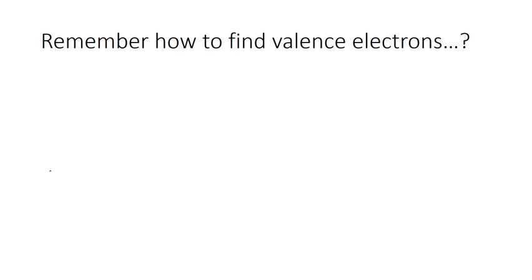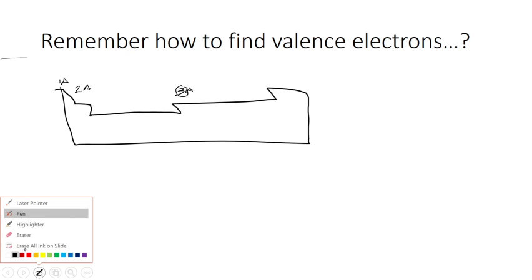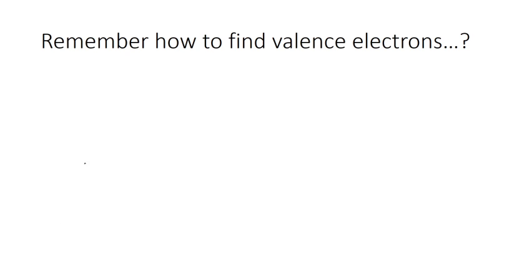So hopefully you all remember how to find valence electrons. If not, quick review. Basically, if we've got our periodic table here, lovely looking periodic table, anything with an A after it, 1A, 2A, 3A, those numbers with an A after them are essentially going to tell you how many valence electrons there are in that particular column, right?